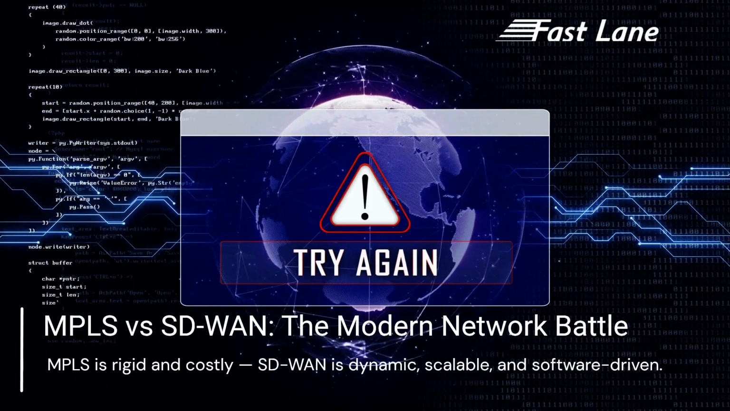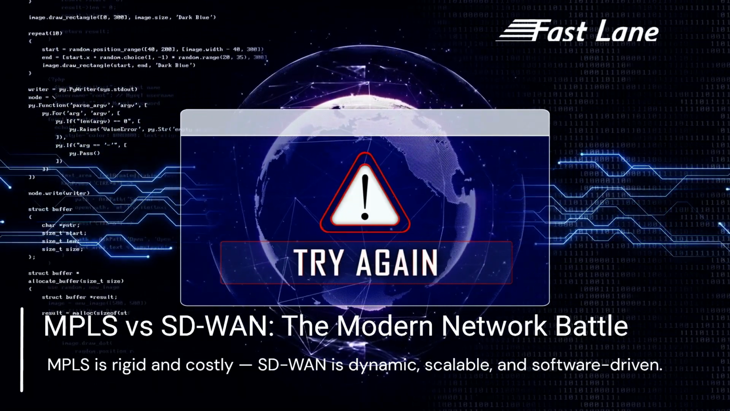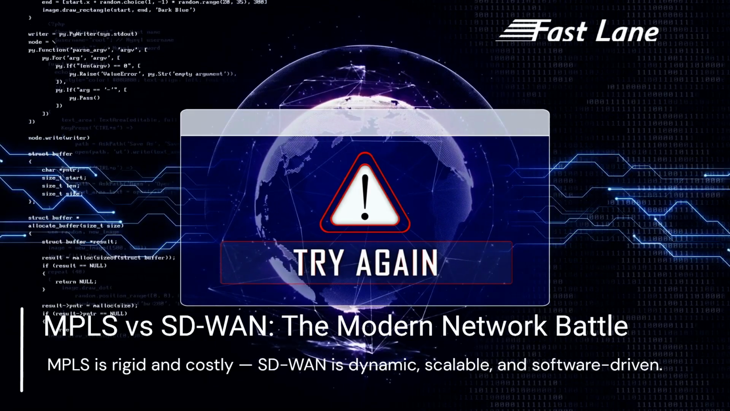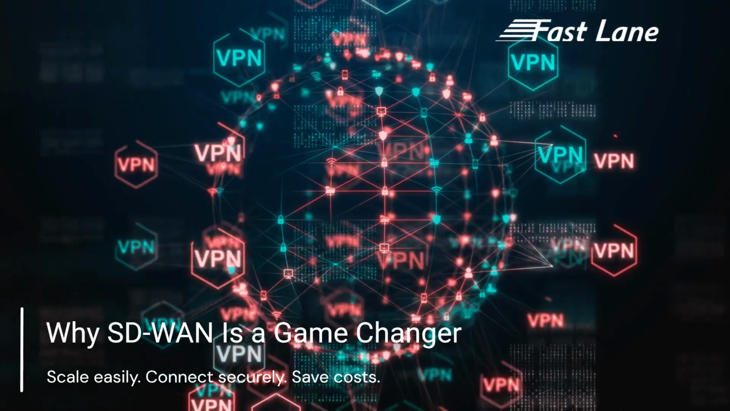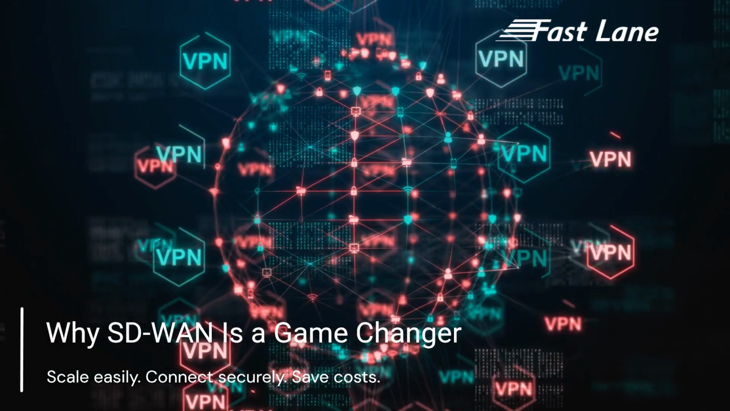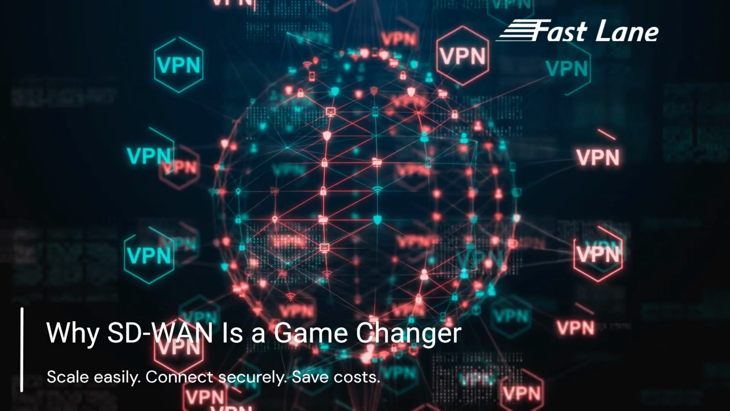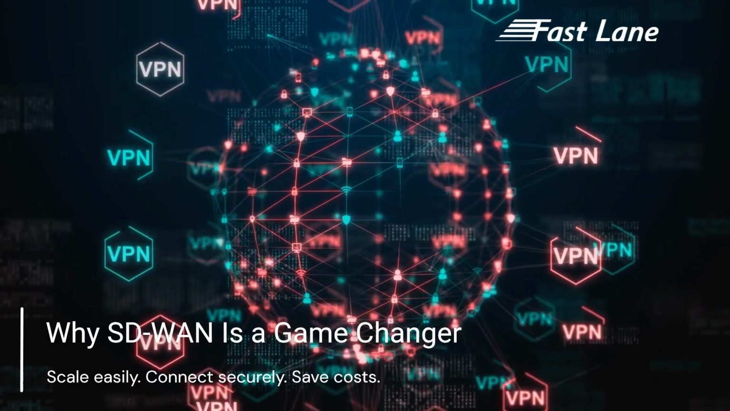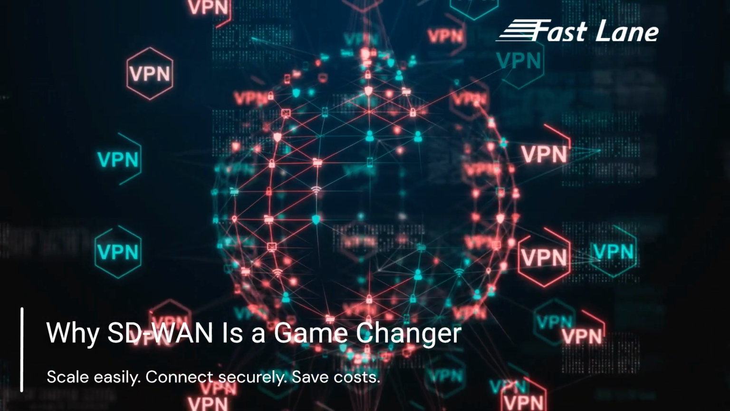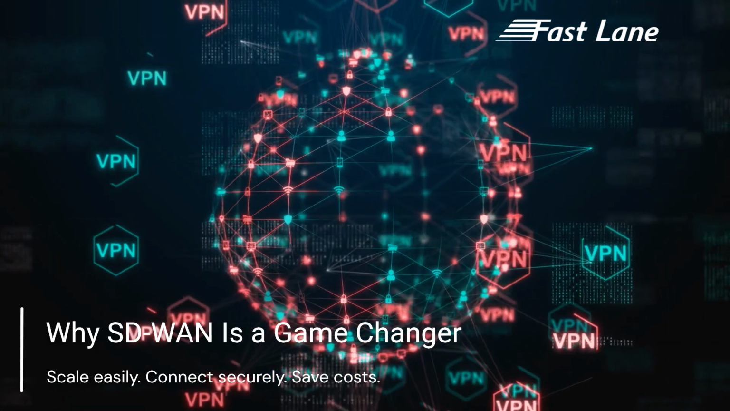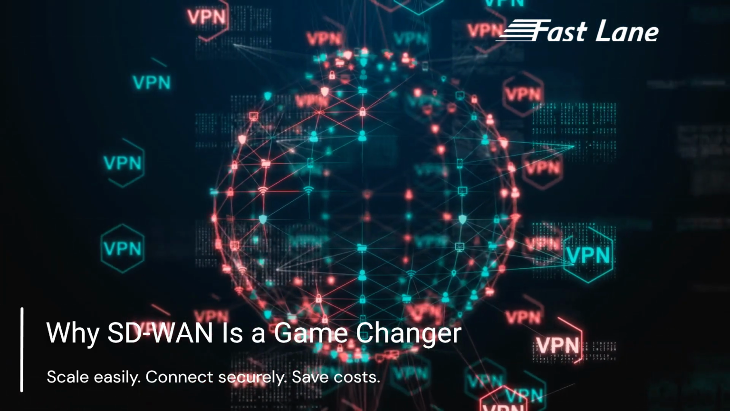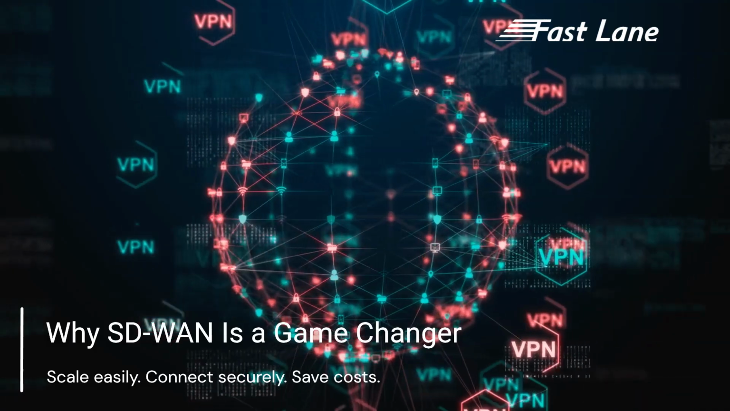On the other hand, SD-WAN leverages the power of software to manage and optimize network traffic. It allows businesses to easily add new locations, devices, and applications to their network without the need for expensive hardware upgrades. And because it uses a combination of internet and private circuits, it's more reliable and cost-effective than MPLS.